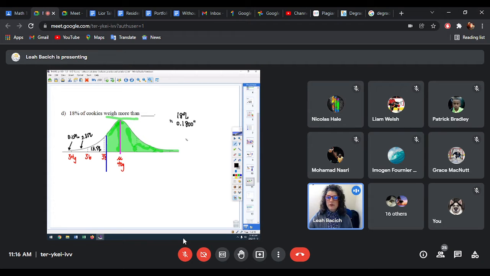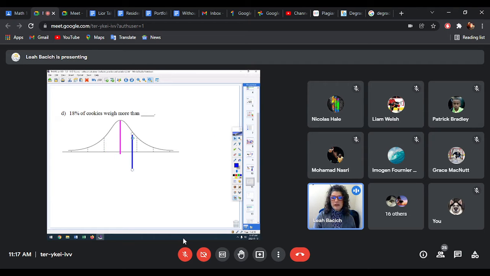I still have to go with the 18%. It's all I know. If I know the area below, I can subtract it from 100% to get the area above. So I'm still below. Oh, wait. I think I did this wrong. 18% of cookies weigh more than that. Actually, I did this incorrectly. My apologies. I need to read things more carefully, don't I?